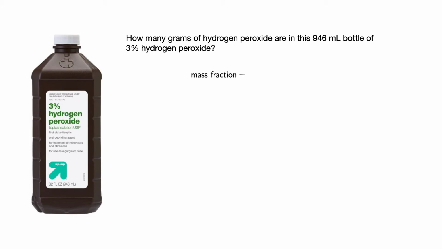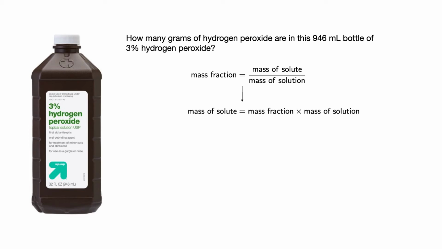So mass fraction is equal to the mass of the solute, in this case hydrogen peroxide, divided by the mass of the solution. We can rearrange that formula to get the mass of solute is the mass fraction times the mass of solution. In this case, the label tells us that the mass fraction is 3%, so 0.03. The label doesn't tell us the mass of the solution. Instead, it tells us the volume. And if we wanted to figure out the mass of the solution, we would need to know its density.